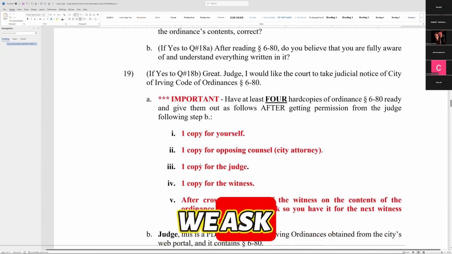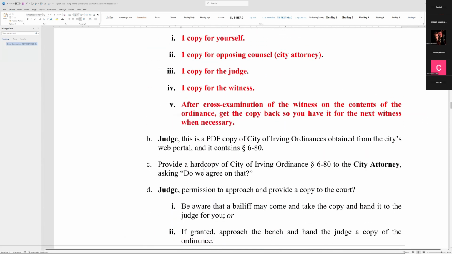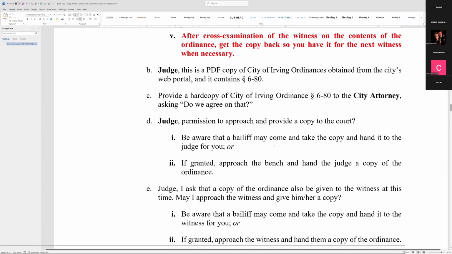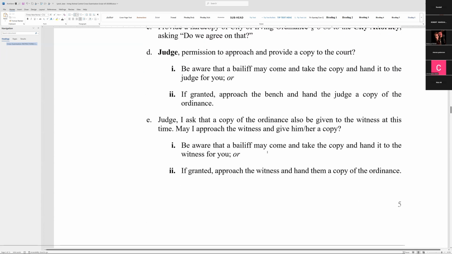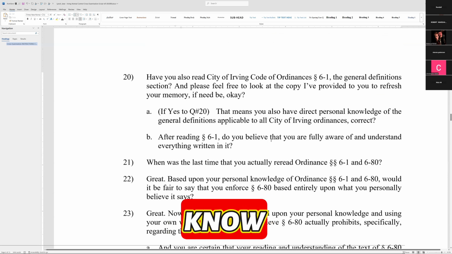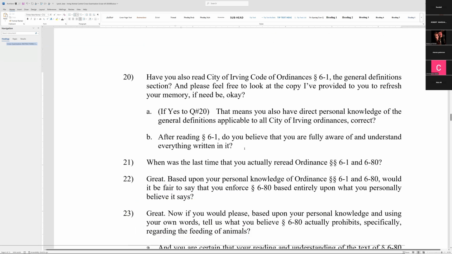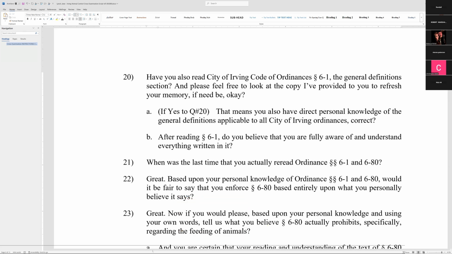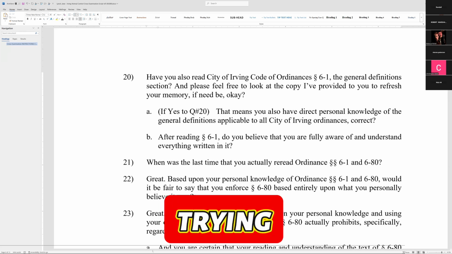Okay, now we ask the court to take judicial notice. And we've asked them if they know and understand it. And you already asked about how much is left in the record. All right, hang on just a second. I'm trying to.